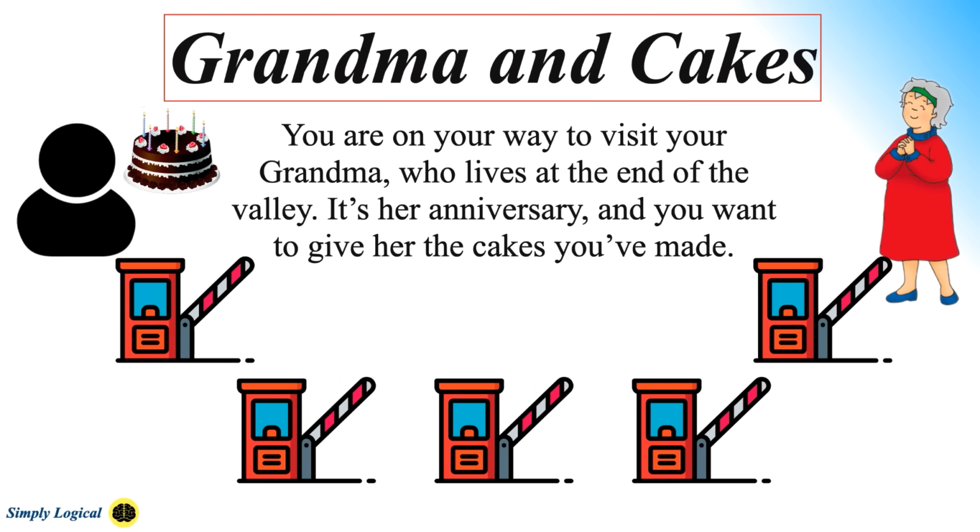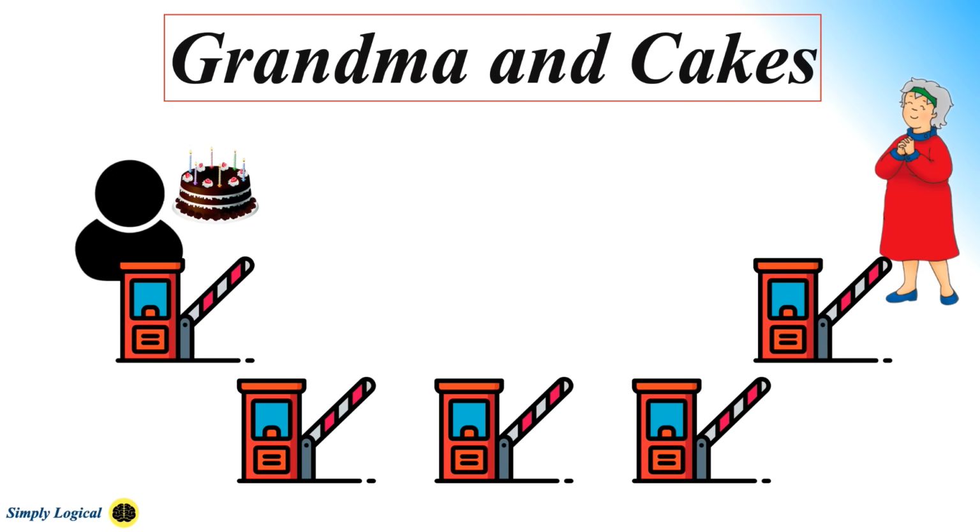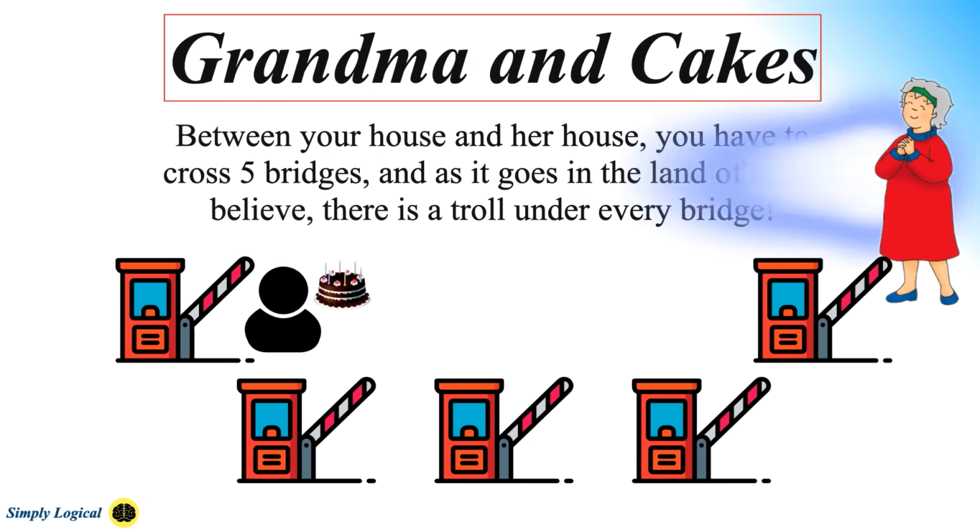You are on your way to visit your grandma, who lives at the end of the valley. It's her anniversary and you want to give her the cakes you have made. Between your house and her house, you have to cross 5 bridges, and as it goes in the land of make-believe, there is a troll under every bridge.